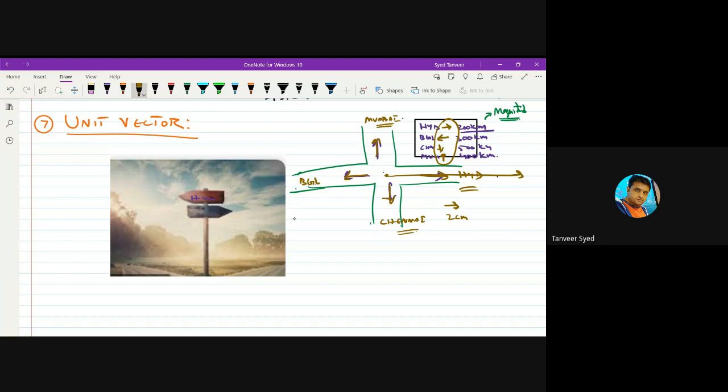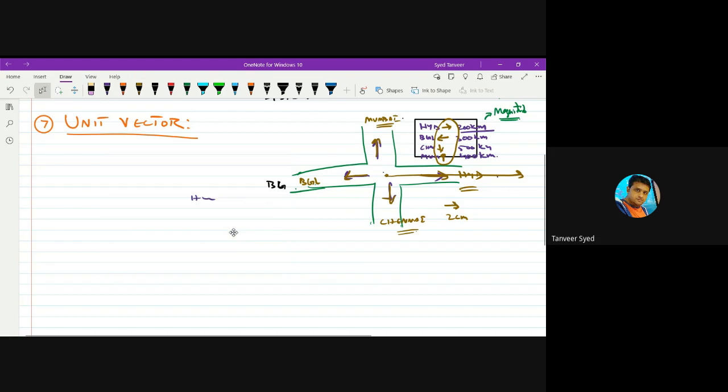So I can call this arrow a vector. I will call this vector a unit vector. The purpose of this unit vector is to convey the direction. That's all.